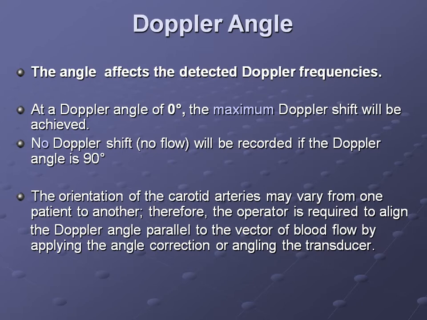So no Doppler shift will be recorded if the angle is 90 degrees. So the worst angle is 90. The best angle is zero, okay? The orientation of the carotid arteries may vary from one patient to another. Therefore, the operator is required to align the Doppler angle parallel to the vector of blood flow by applying angle correction or angling the transducer. Either you angle your transducer by angling your hand, or you steer the box of the color Doppler.